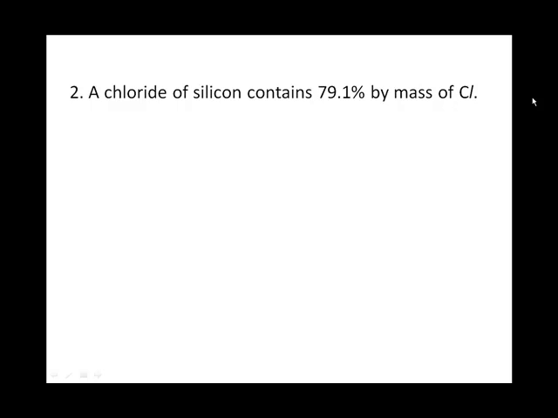Question number 2. The concepts tested in this question are the calculation of the empirical formula and the molecular formula. Now in this question it says that a chloride of silicon contains 79.1% by mass of chlorine. Now a chloride of silicon contains only chlorine and silicon.